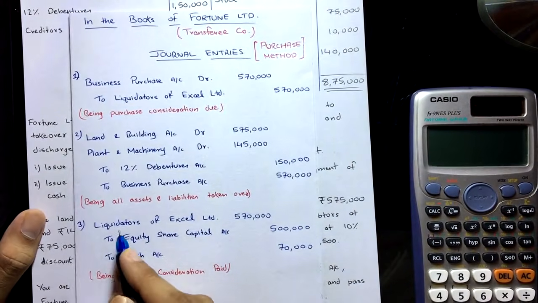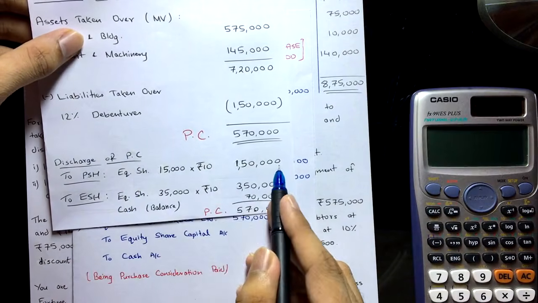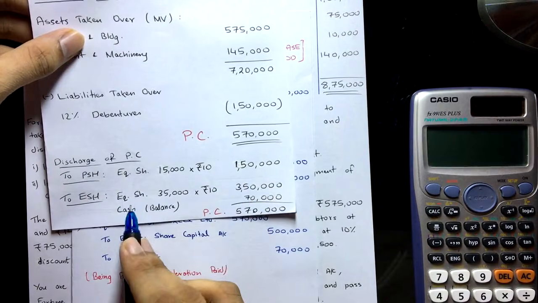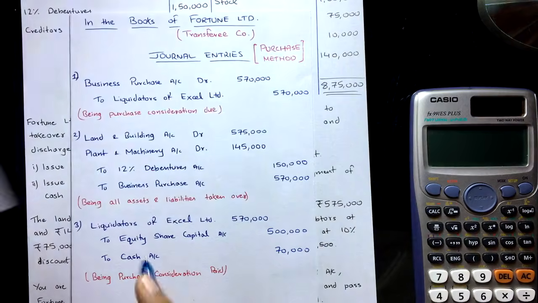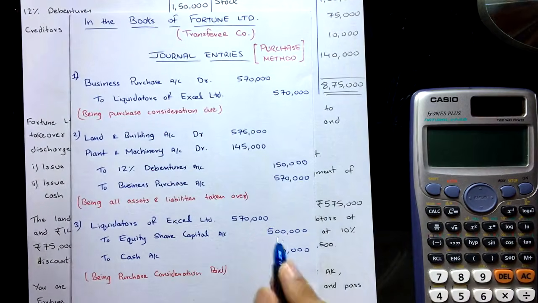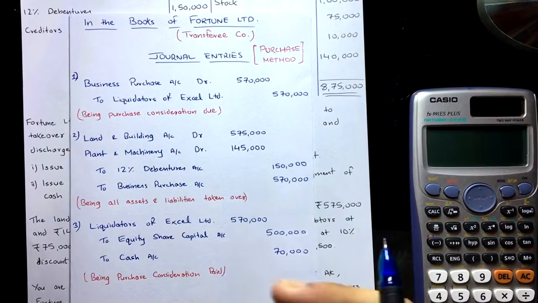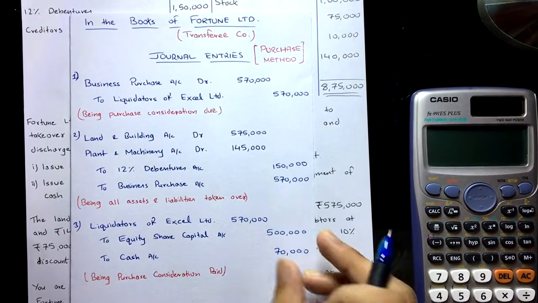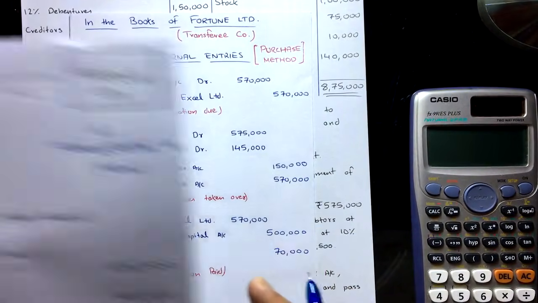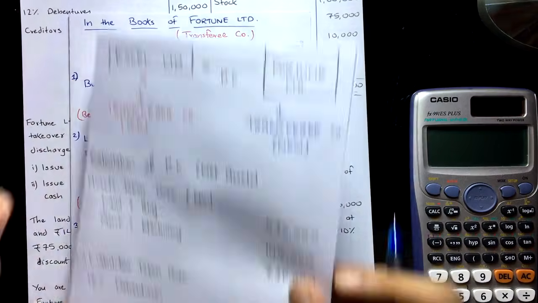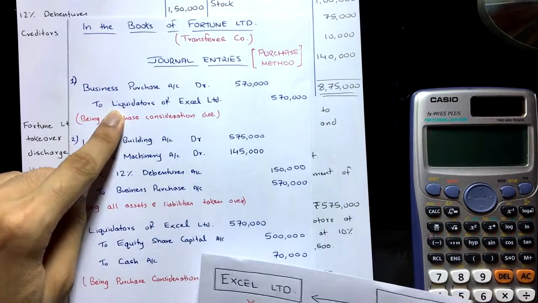And what did you pay to the liquidator? As per the purchase consideration calculation, you paid equity shares, 1,50,000 of preference shares and 3,50,000 of equity shares, and then you paid the balance in cash, that was 70,000. So you have to show that. Equity share capital 5 lakh, cash account 70,000. You are making the payment. In what forms? Equity share capital is going out, cash is going out. These are the things we are giving to the owners of Excel Limited, preference shareholders and equity shareholders. We have given it to them, but we will hand it over to the liquidator. Understood? So don't confuse it.